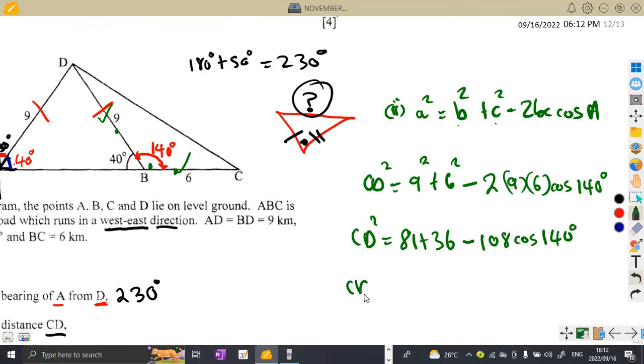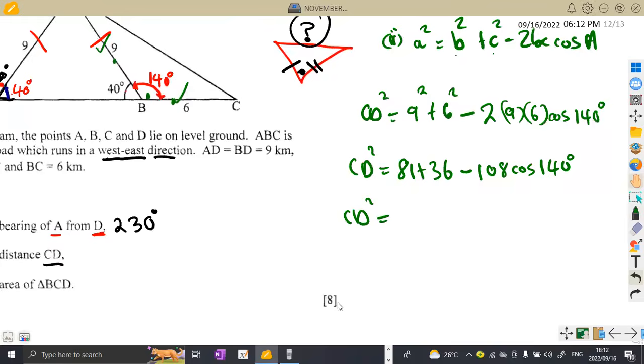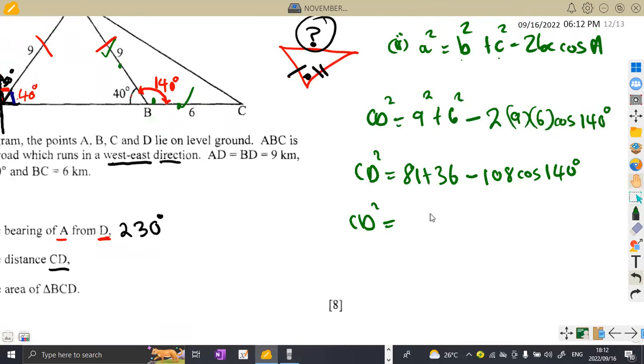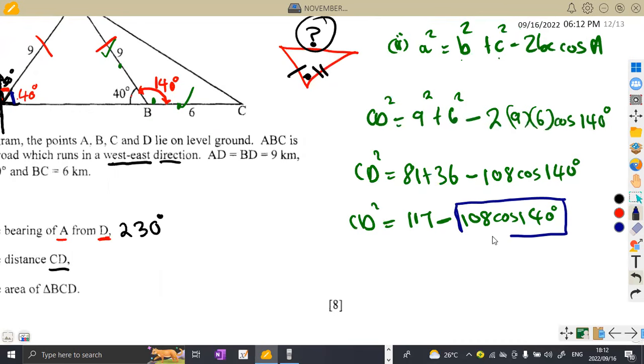Okay, so let us simplify. CD squared is, if we add these two, 81 plus 36, which gives us 117. So that's 117 minus 108 cos of 140 degrees. Now be very careful here. These two cannot be subtracted. You have to start by multiplying, according to the order of operations. So for these two, you just have to find the product of these two.